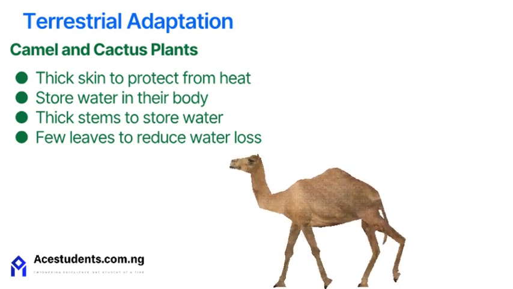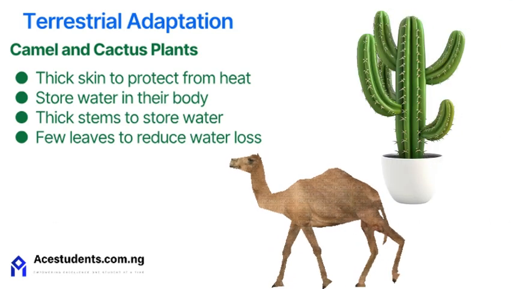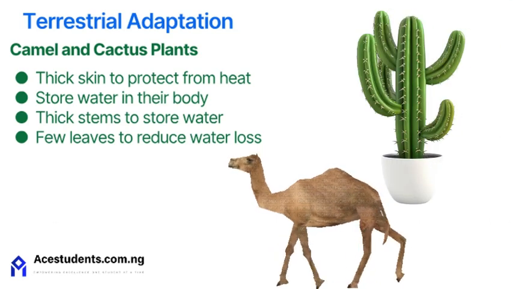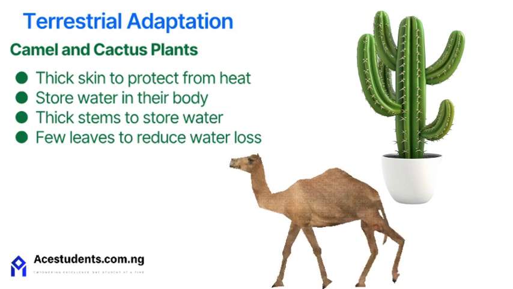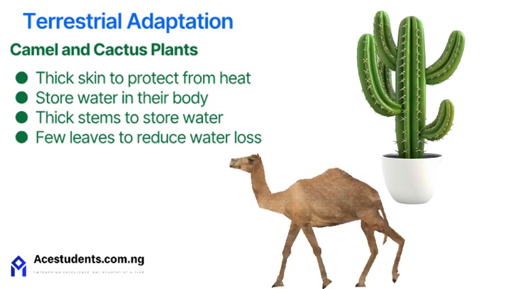One common plant that adapts successfully in terrestrial habitats is the cactus plant. Cactus plants grow in desert habitats. They have thick stems to store water and few leaves to reduce water loss.